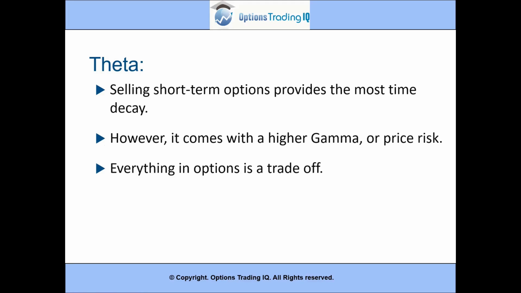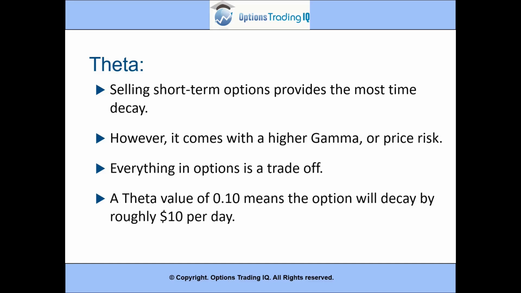So some people will love those short-term options because they get that great time decay, but they've got a lot of price risk. And if the underlying makes a big move, the trade can come under pressure very quickly. Whereas if we go with a longer term trade, the theta is a bit slower, but our gamma is also a lot lower and our changes in P&L will be a lot slower as well. A theta value of 0.1 means the option will decay by roughly $10 per day.